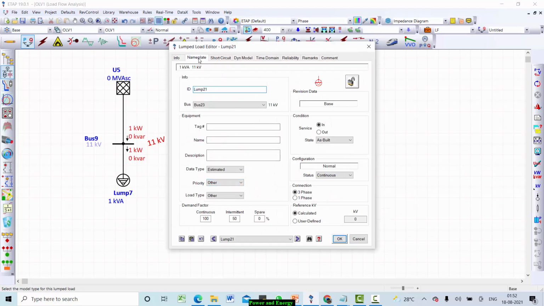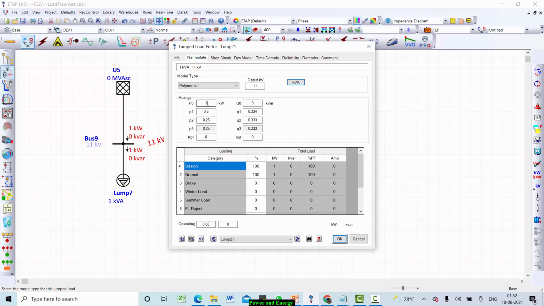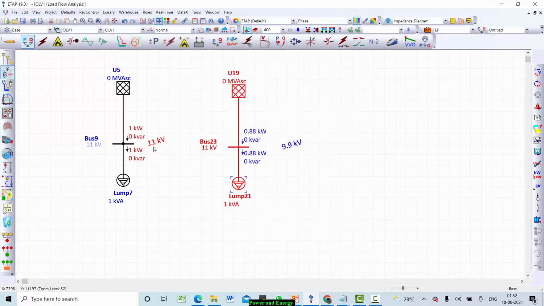So have a look at the load: 1 kilowatt load, 50% constant impedance, 25% constant current, and 25% constant power. For this category, if the voltage is 1 per unit, the load consumes 1 kilowatt. On the other hand, if the voltage is 0.9 per unit, the load consumes only 0.88 kilowatt.